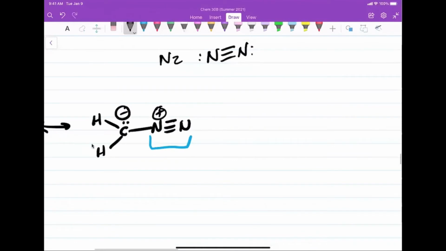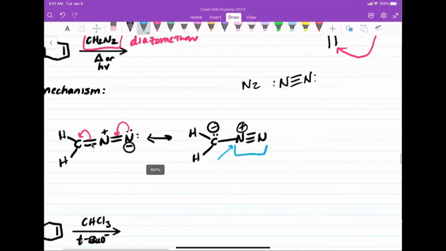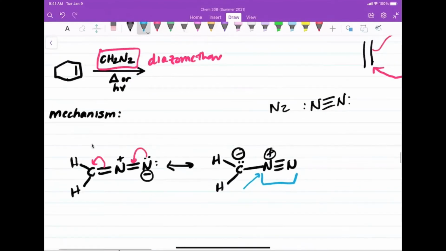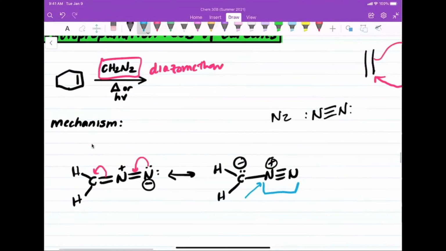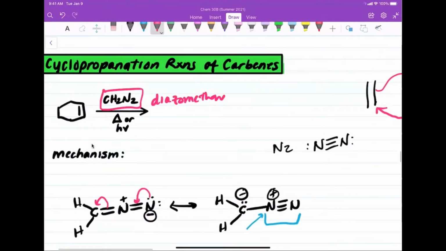And particularly now because this nitrogen in this resonance form has a positive charge on it. So that is an extraordinarily good leaving group. It's such a good leaving group that this is one of the most dangerous chemicals that you could possibly work with. You usually will not be able to buy diazomethane. You usually have to make this in the lab yourself, which is brave, I'll say, at the very least.